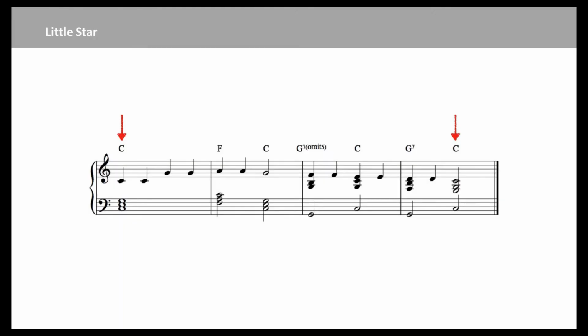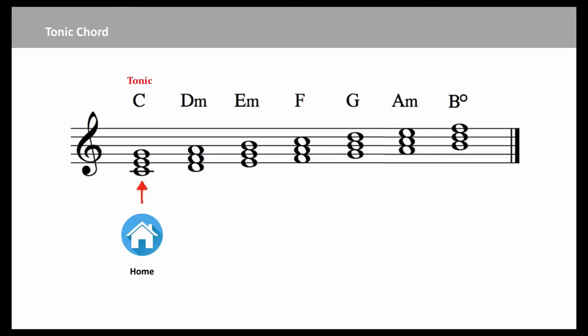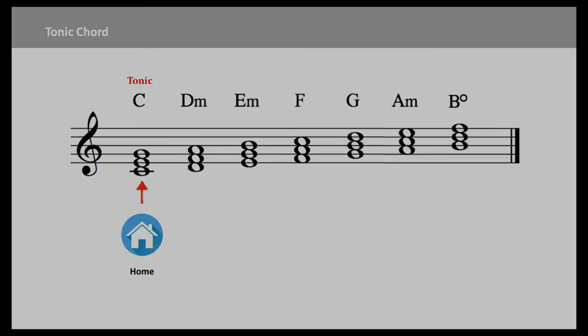Initially, we can listen to a piece of Little Star. The first and last chord of this piece are C major. We call the first chord the tonic chord. This chord has a feeling of being at the beginning or at the end, or a sense of stability. We can say the tonic chord is home. If we use only this chord in this tune, then it will be boring.